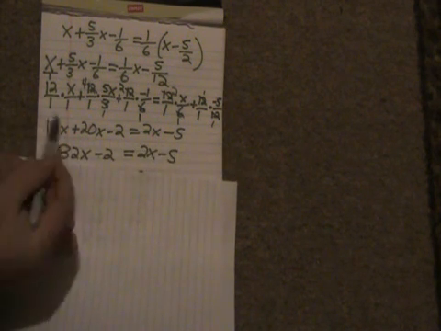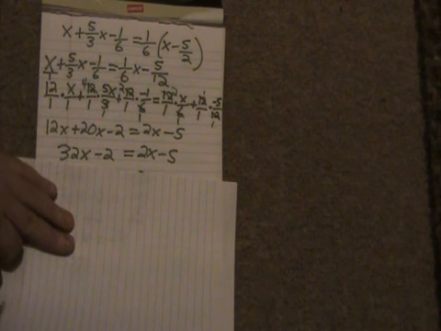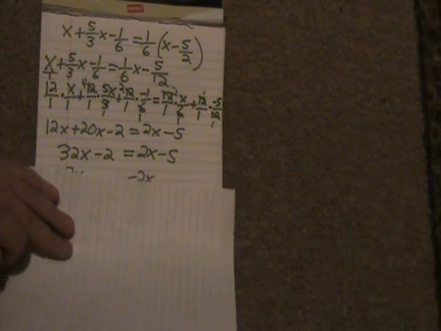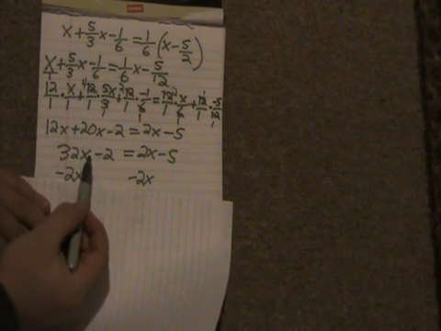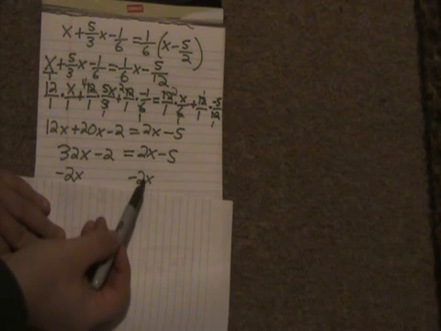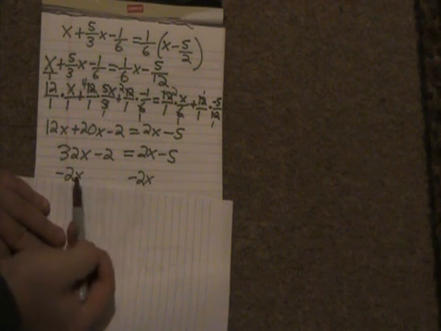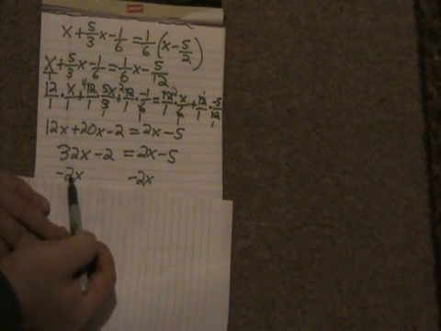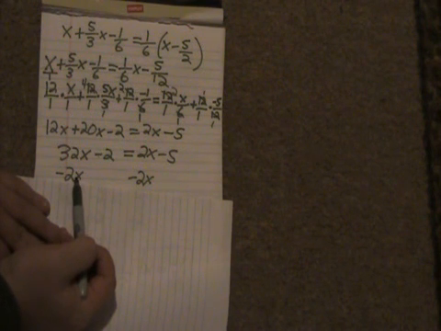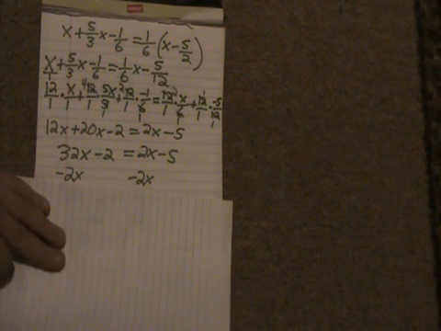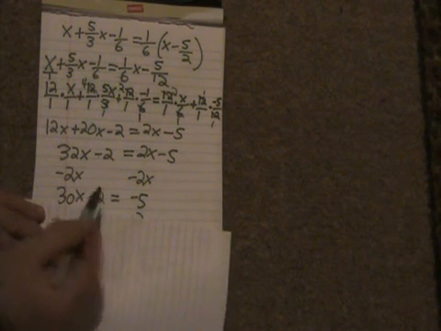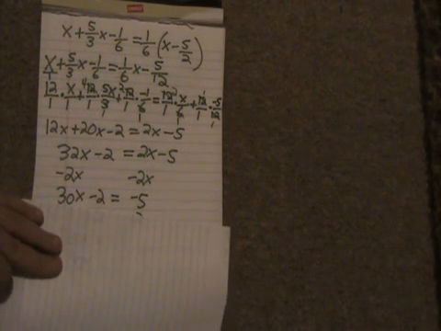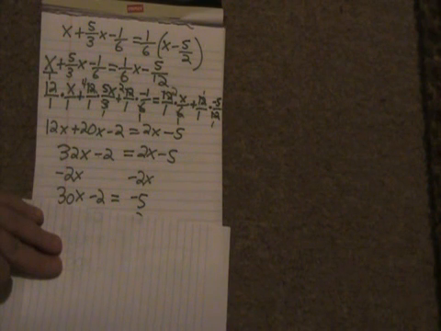Next line, we combine 12x and 20x together, get 32x. Okay, we want to subtract 2x from both sides. That's going to cancel out on the right hand side, and 32x take away 2x will give us 30x. So we've got 30x take away 2 equals negative 5.